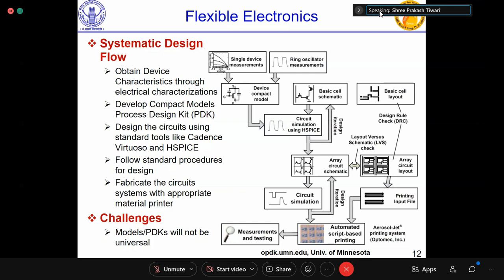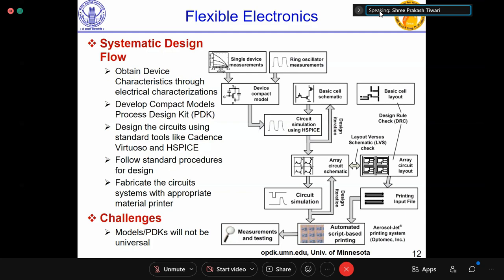What are device compact models? Everything starting from threshold voltage and parasitic capacitances, so that eventually you know, if this device is used in a circuit, what will be the speed. So first, you obtain device characteristics through electrical characterization. Then you develop PDKs, process development kits. And once you have that, you can start using standard tools like Cadence Virtuoso, XSpice, or any circuit simulator using those compact models. Then you can follow design rule check, array design, and layout design, and you can simulate and come back.